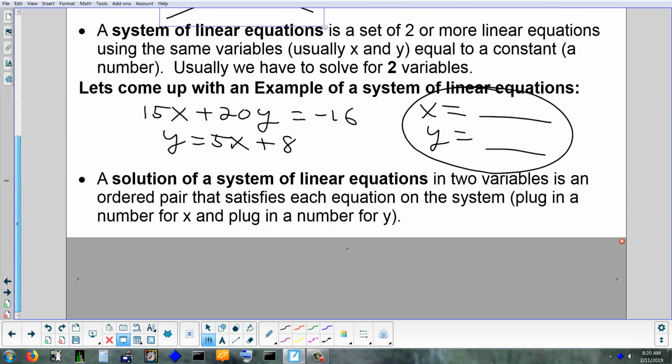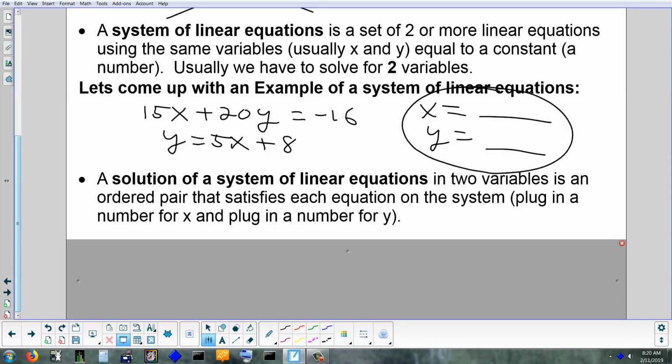So, solution. Okay, I kind of already said what the solution is visually. It's where the two lines cross. Right? But when you're finding a solution to a system of linear equations, you're finding an ordered pair that you could plug in, and it works in both equations. Right? And I'll use the ones up above, and I'll give you guys an ordered pair, and we'll see if it works in both.